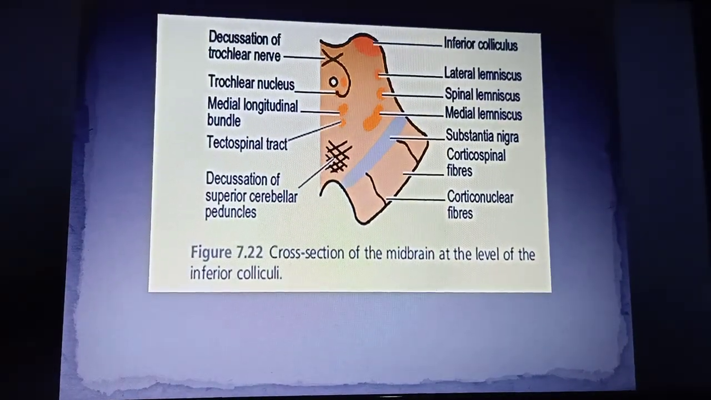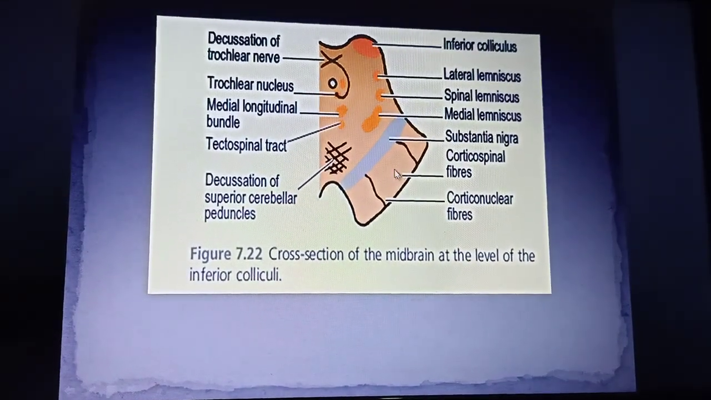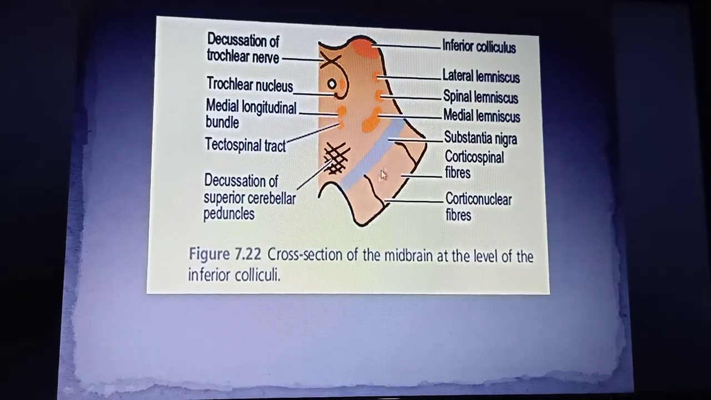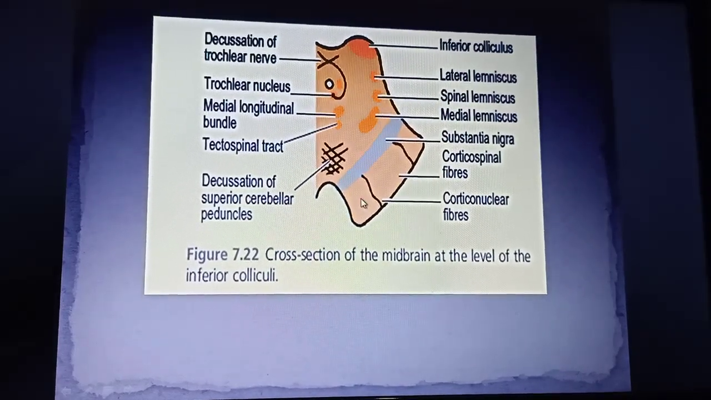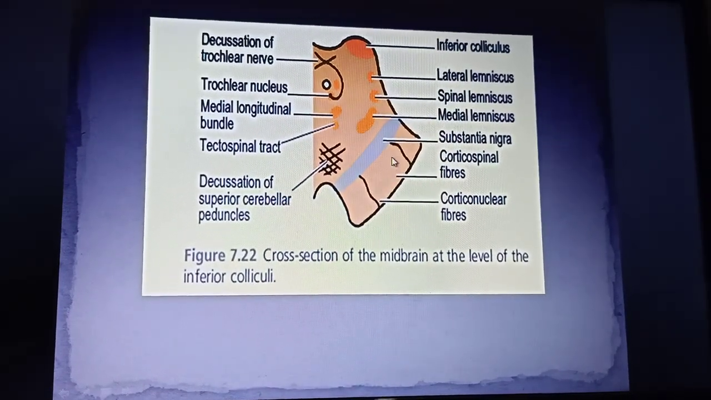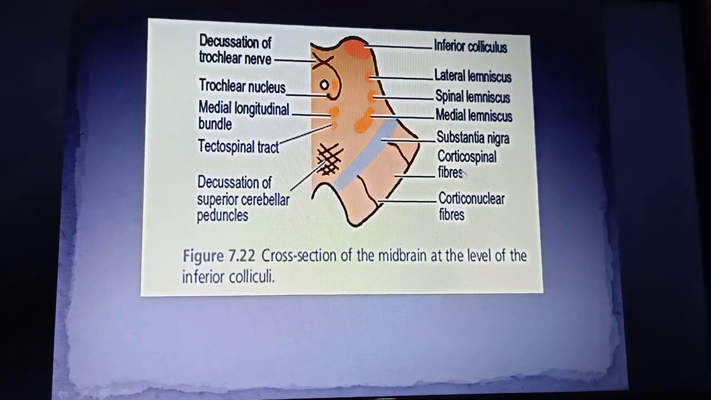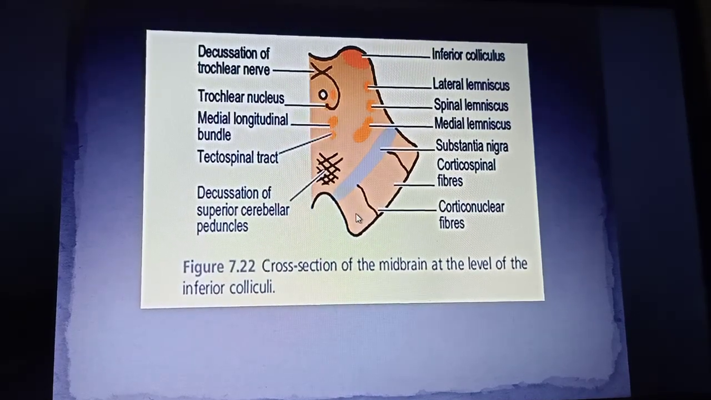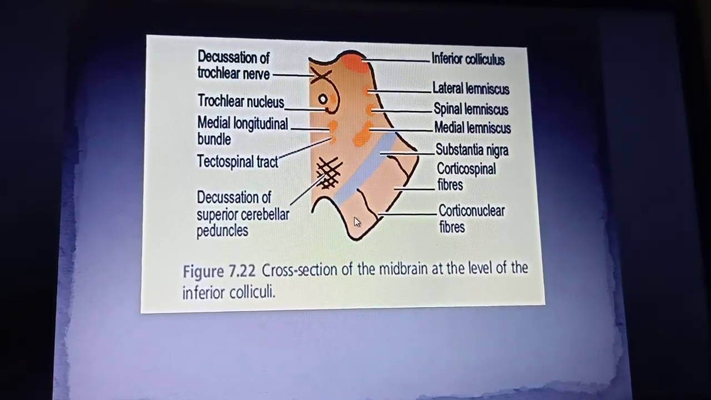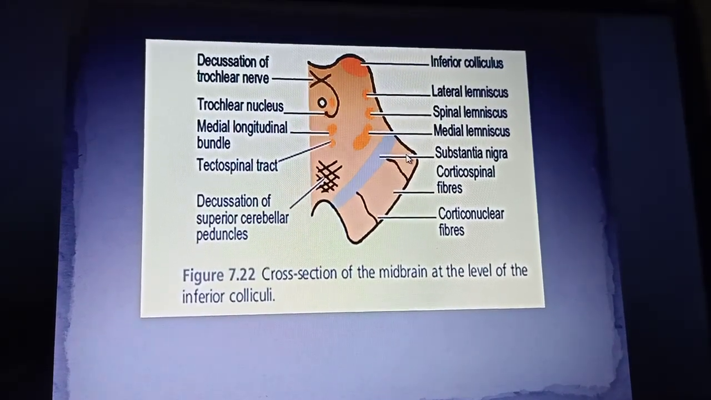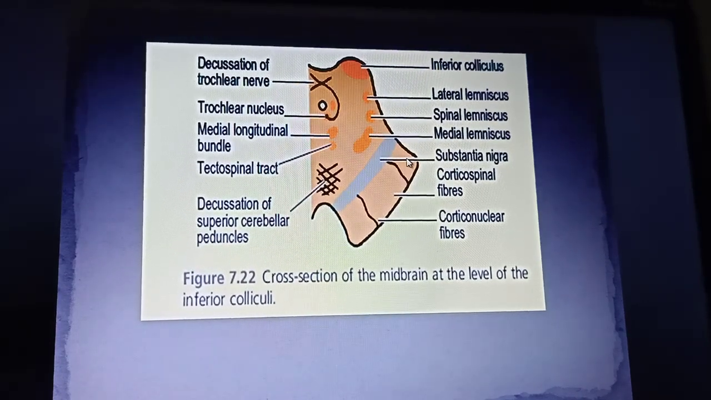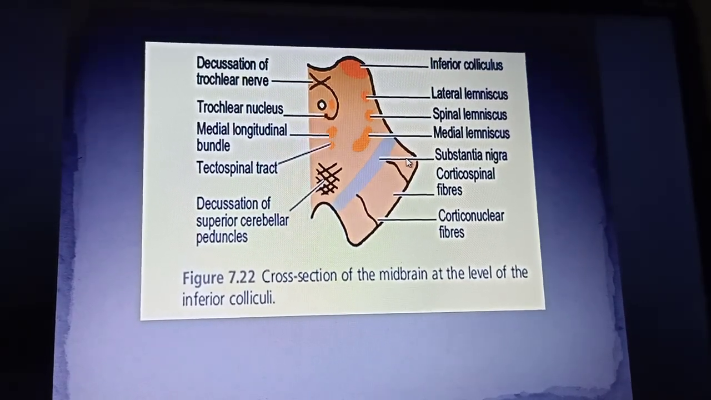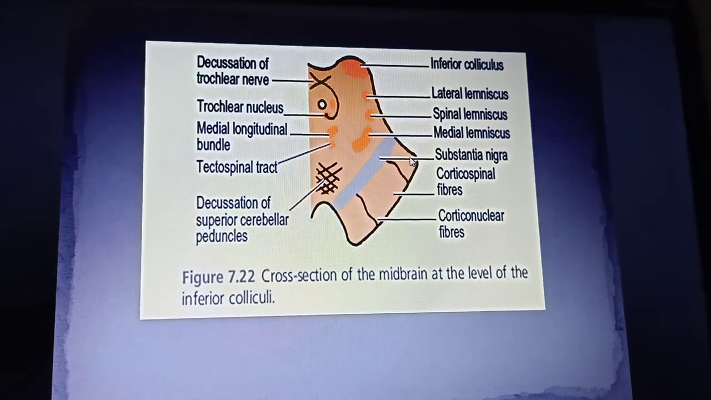See in this diagram, this is crus cerebri. Its middle two-thirds is occupied by corticonuclear and corticospinal fibers. The medial part contains frontopontine, and the lateral part contains parietopontine, occipitopontine and temporopontine fibers.